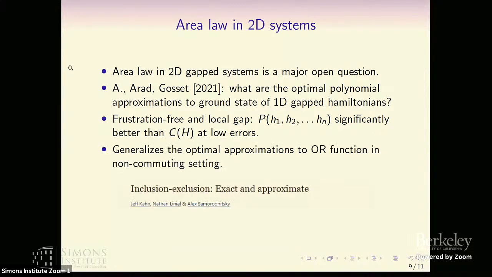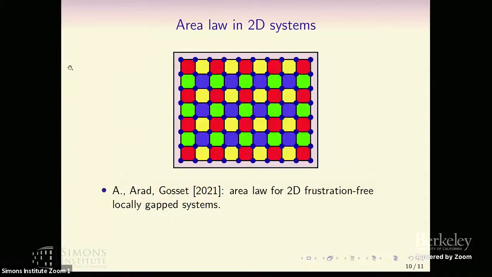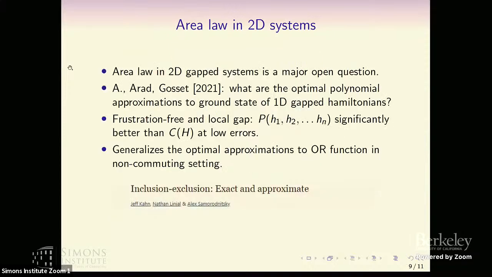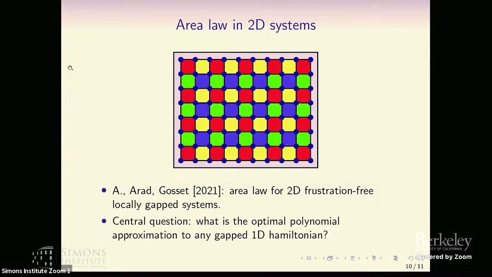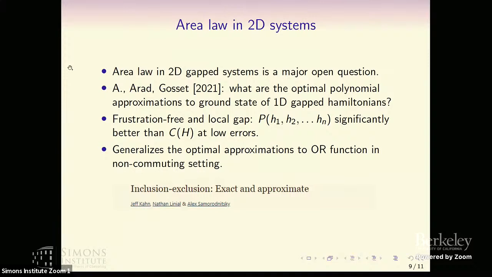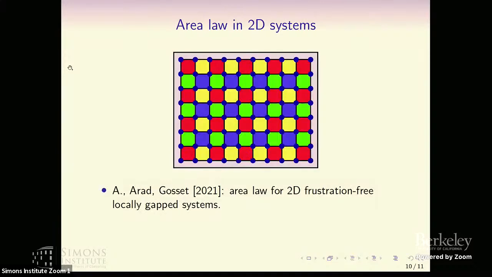And in fact, for those who are aware of approximation theory for OR functions or point functions in the classical literature, it turns out that these polynomials generalize, and in fact, they achieve the approximations that are given for the OR functions, which were obtained a long time back by Razborov and Smolensky. So what's very interesting is that this approximation is exactly what's needed to prove an area law for this class of systems, frustration-free and locally gapped systems in 2 dimensions. And it's quite surprising why exactly these polynomials serve as the right tool. And the central question that we leave behind is, is this approximation achievable for all gapped systems? If it can be done, then that would resolve the area law conjecture in 2D.